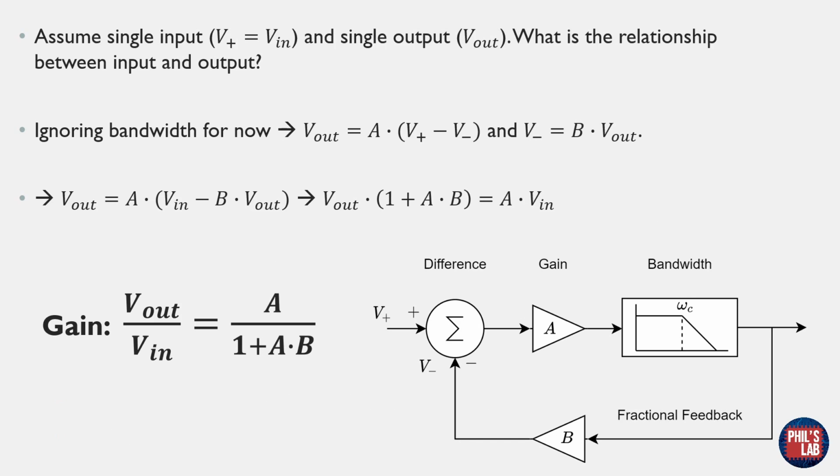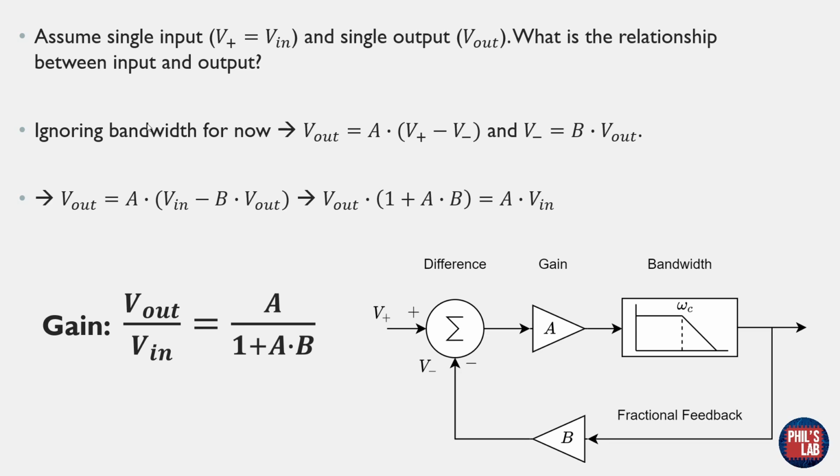To do so, we require a tiny bit of maths, but don't worry, this isn't too complicated. We'll assume that we just have a single input for now, essentially that our non-inverting input V+ is equal to V in, just for simplicity, and we have a single output, which is V out, which is our normal operational amplifier output. We want to now find the relationship between the input and the output. So if we apply a signal to the V+ pin, what is the signal to the V out pin?